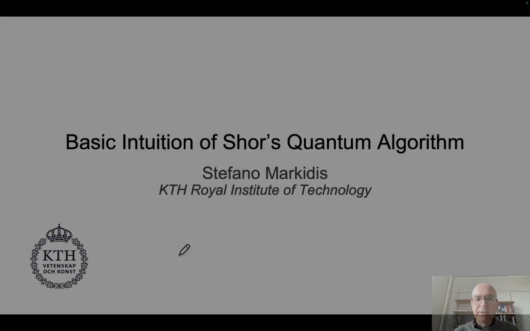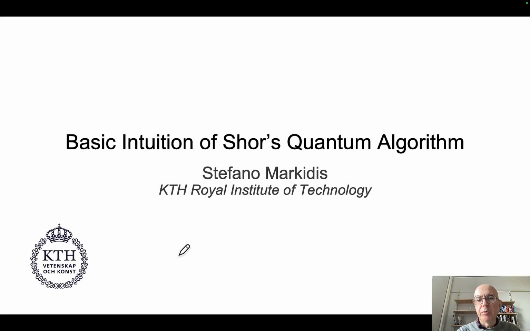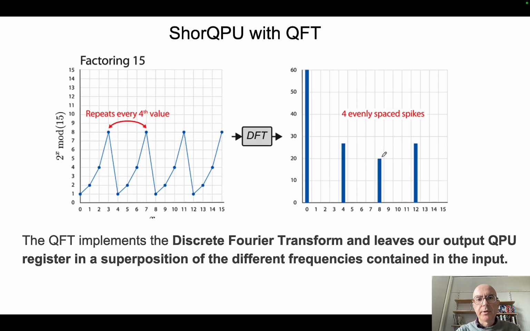Hi, welcome back. In this lecture, I want to give you the basic intuition of Shor's algorithm, and I'm going to focus on the quantum aspects of the algorithm. So how to use quantum computing to solve Shor's algorithm. In the previous lecture, we saw that we can solve an equivalent problem to the original problem we want to solve, which is to factorize an integer number into prime numbers, by solving an equivalent problem that consists of calculating the repeat period Rp of a special function.